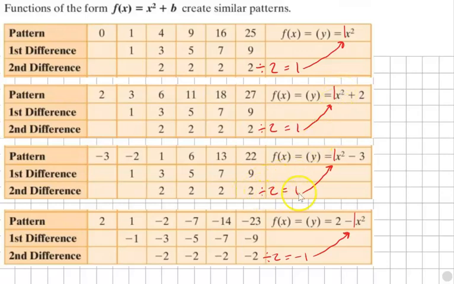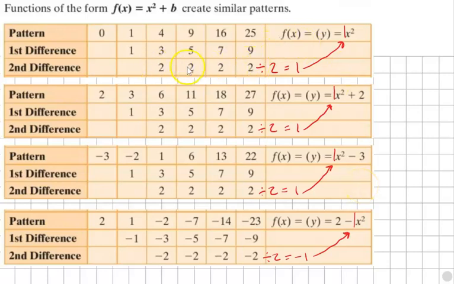2 divided by 2 is equal to 1. An invisible 1 in front of the x squared. And minus 2 divided by 2 is equal to minus 1. So there's an invisible minus 1 in front of the x squared again. So this is common to all quadratic patterns, that if you get the second difference and you divide by 2, you'll get the coefficient of x squared.